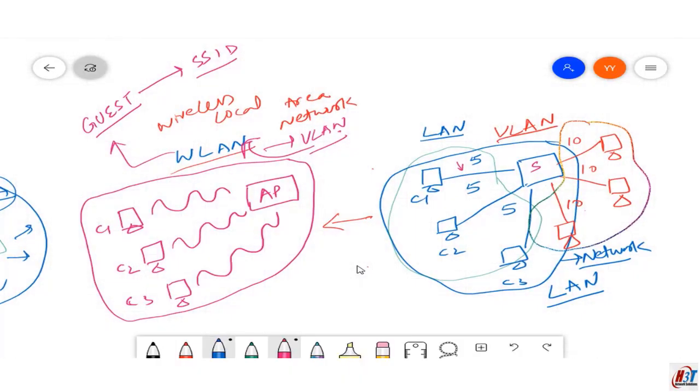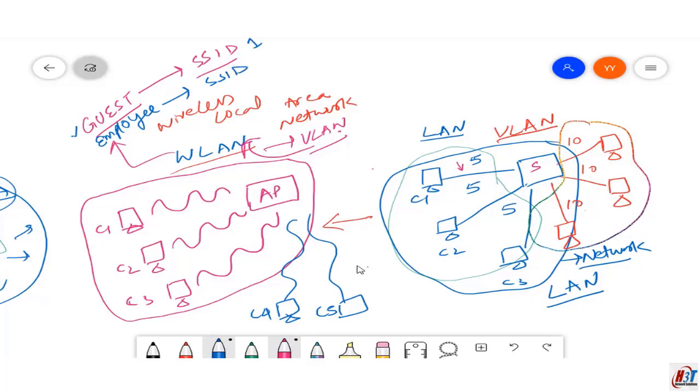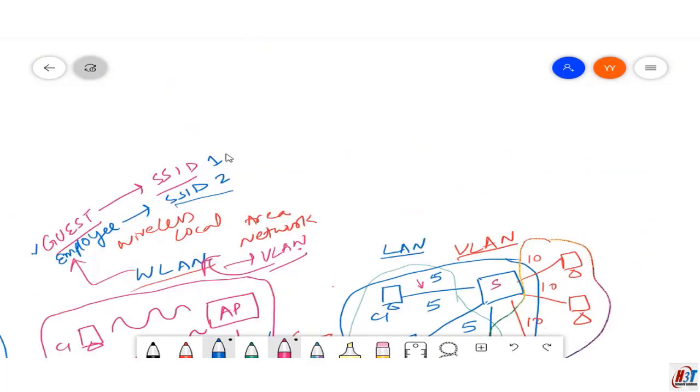Similarly, the access point can also broadcast multiple wireless local area networks, or we can say multiple SSIDs. So let's say the name of the first SSID was guest, and the AP can broadcast another SSID to which clients can connect, let's say client 4 or client 5. And the name of the second SSID would be employee. So in common English, SSID is the name of the wireless local area network to which wireless clients connect.